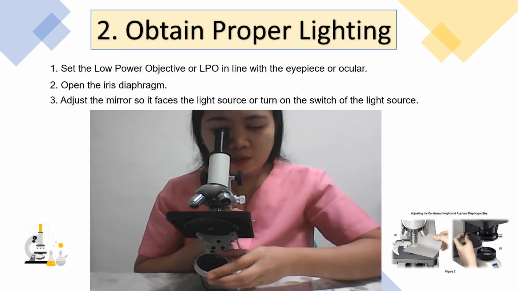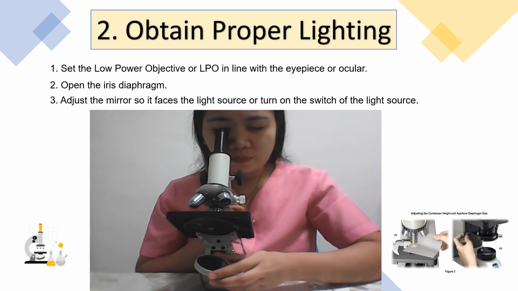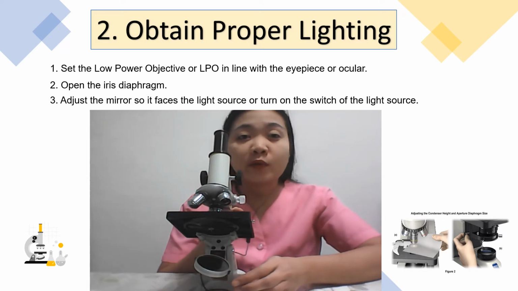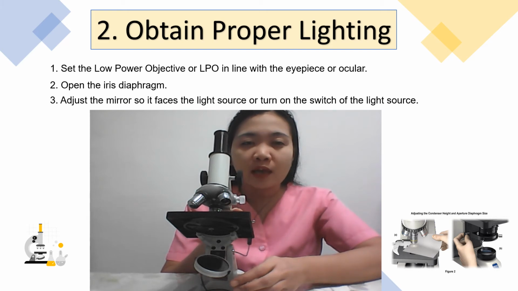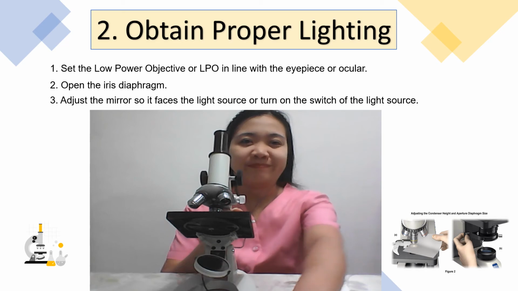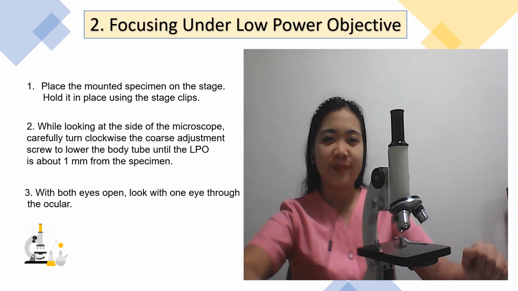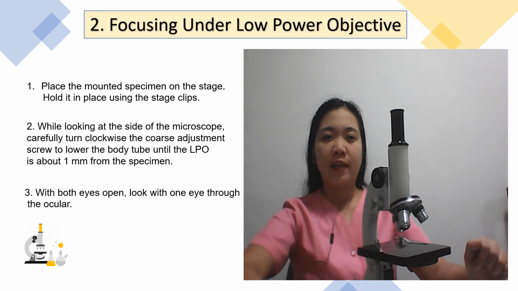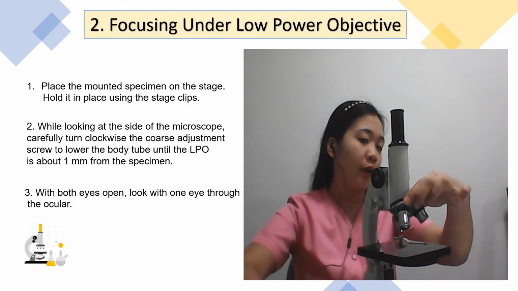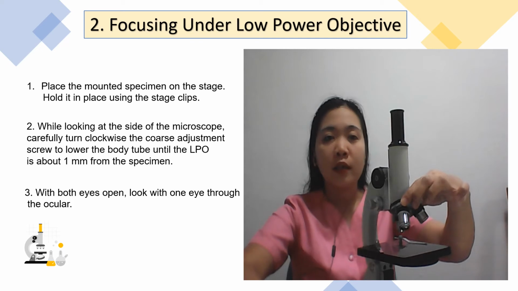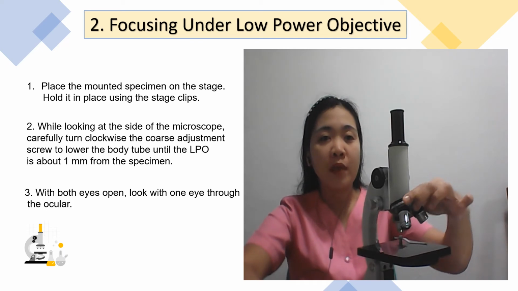Okay, you need to adjust the mirror to get enough light. Okay, that's it. We are now ready to focus our specimen using the low power objective and the high power objective. After we obtain the proper lighting, we are now ready to focus our specimen under the LPO or the low power objective. Make sure that your objective is set already at the low power using the revolving nosepiece.